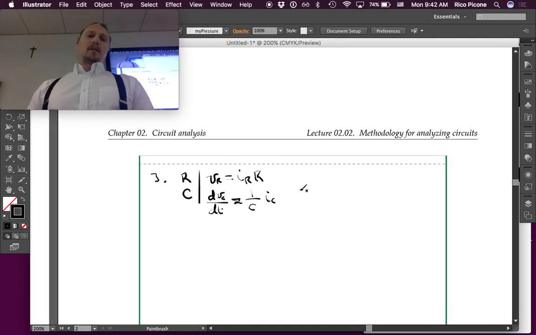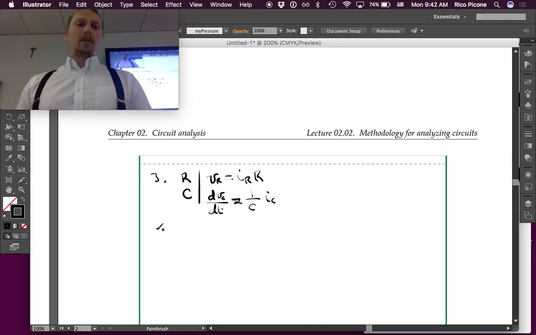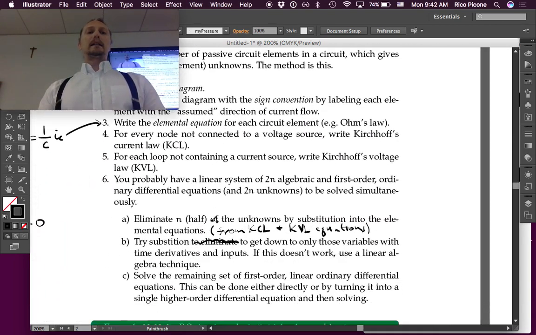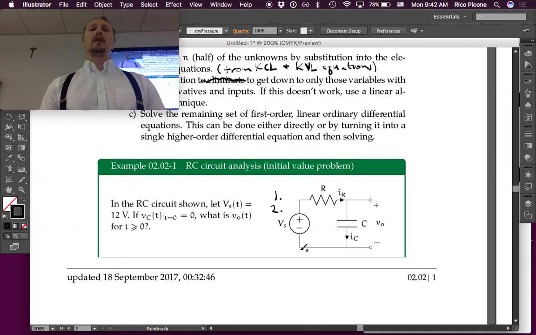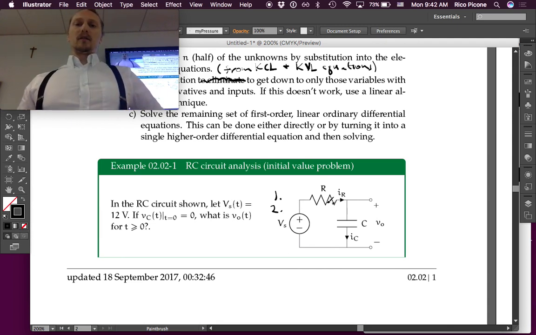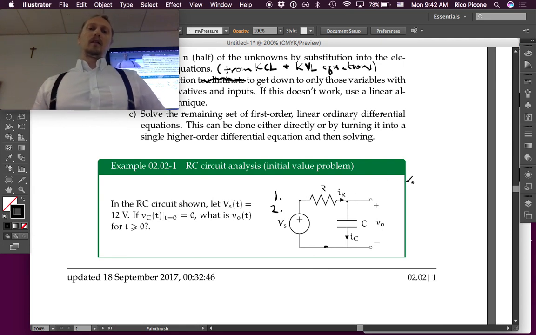Okay, so that was step 3. Step 4 was to write the KCL equations, right? And it says for every node not connected to a voltage source. So how many nodes are there in this circuit total? 3. 1, 2, 3, right?